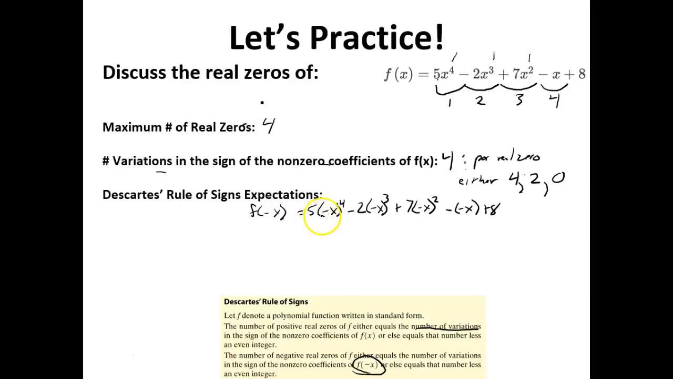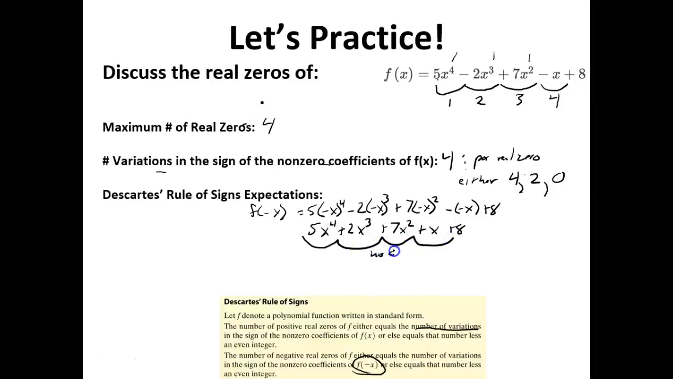A negative raised to the fourth power is going to be positive, so it's 5x to the fourth. A negative raised to the third is negative, times another negative, it's going to make that positive 2x to the third. A negative raised to the second is going to be positive. Negative negative is a positive, and plus 8. For a change in signs, we start out positive, it's positive, positive, positive, and positive.